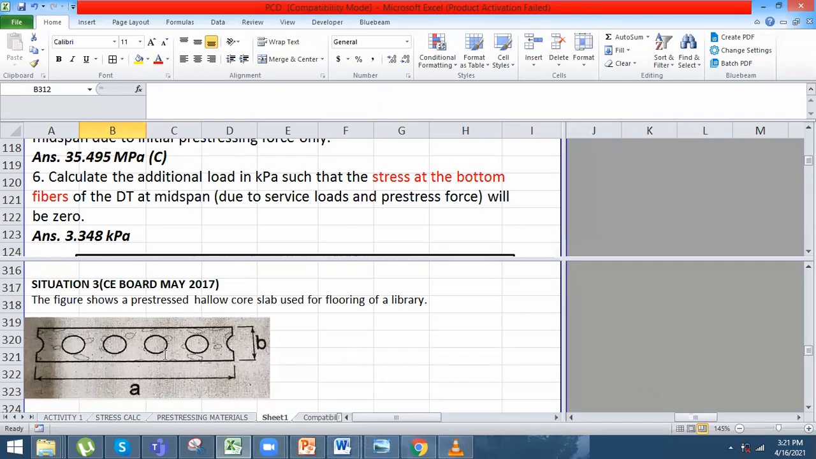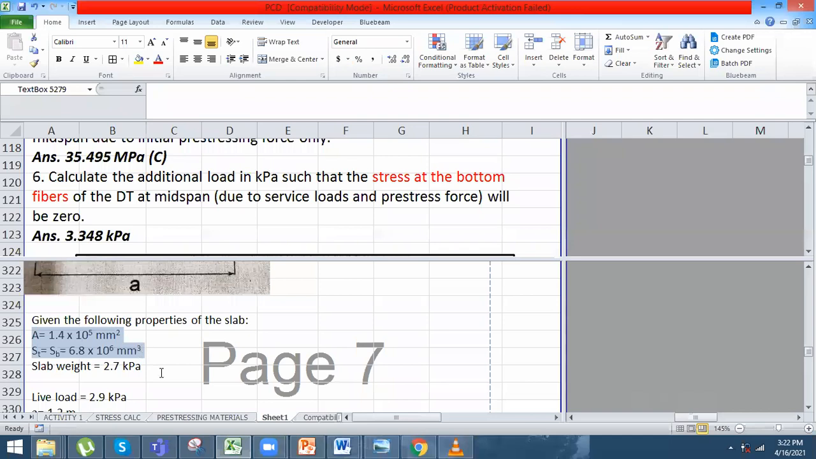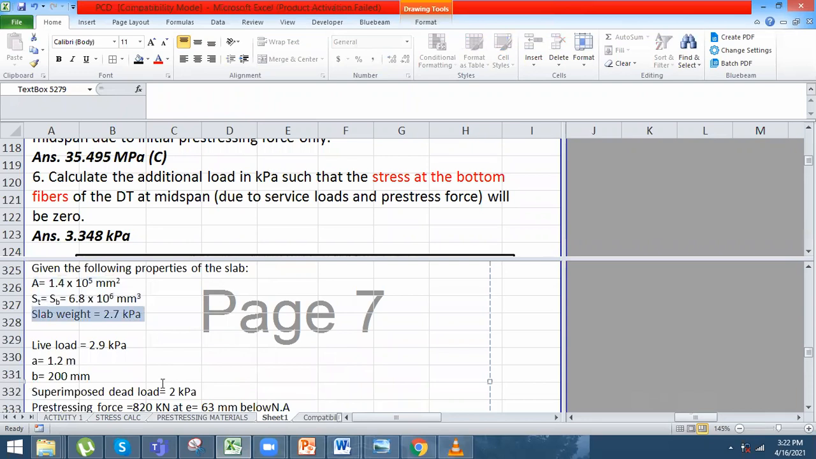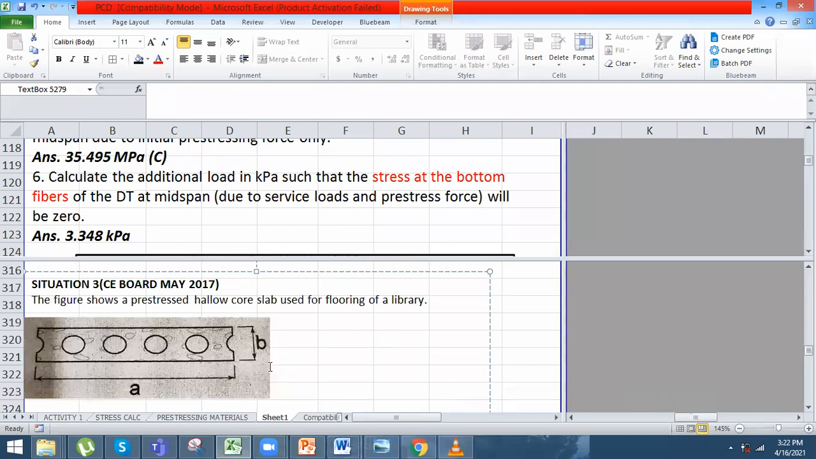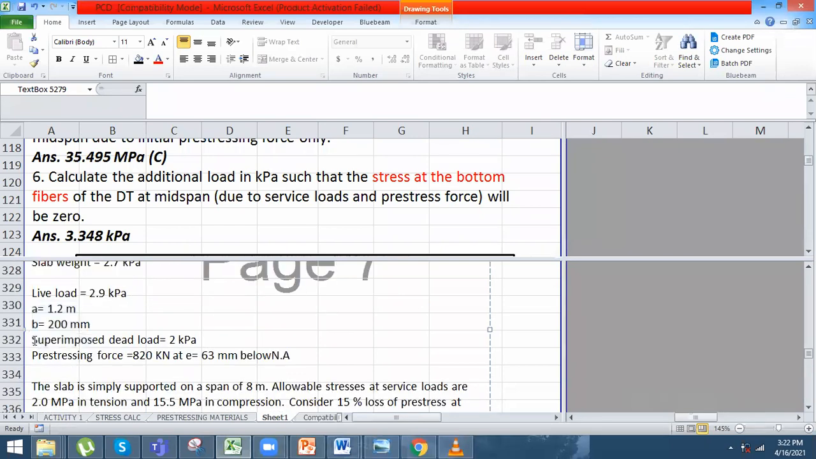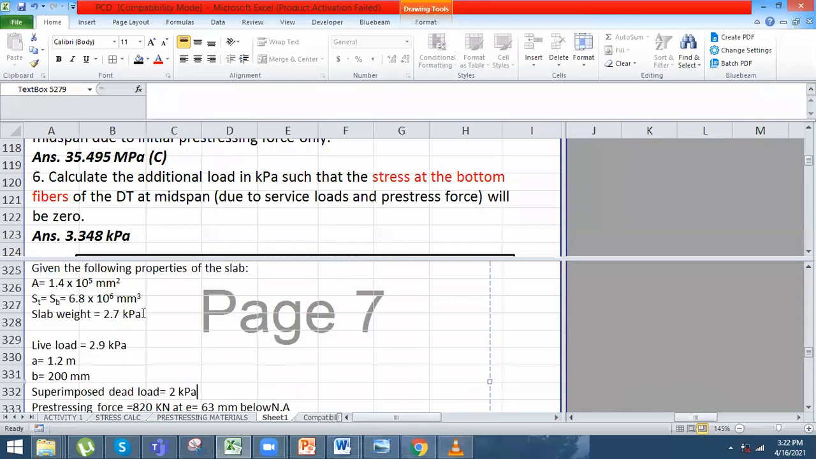Given the problem, it has already an area and the section modulus. It has also a slab weight, which is 2.7 kilopascal. We have live load na 2.9 kilopascal. And there's a dimension A tsaka B, wherein A is 1.2 meters, then B is 0.2 meters. Okay? Superimposed dead load, please take note. When we say superimposed dead load, ibig sabihin, hindi pa kasama yung weight ng slab. Therefore, we're going to consider this 2.7 kilopascal for the slab weight.